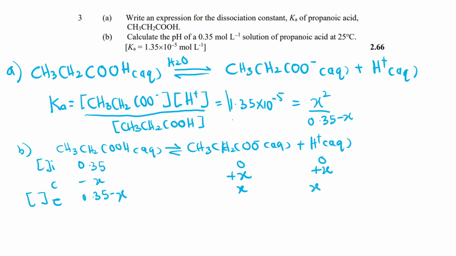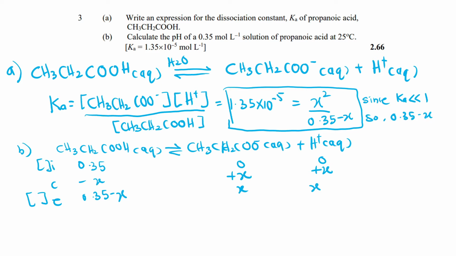So we get an expression here. As I taught in the lecture, if the value of Ka is very small, such as exponent negative 5, we assume it is very small. So since Ka is too small, 0.35 minus X is almost 0.35. We use this approximation to simplify the calculation. So our equation becomes 1.35 exponent negative 5 equal to X square over 0.35, because we have neglected the minus X.